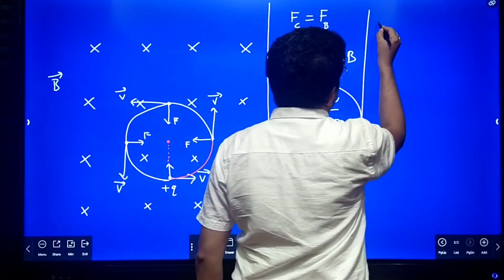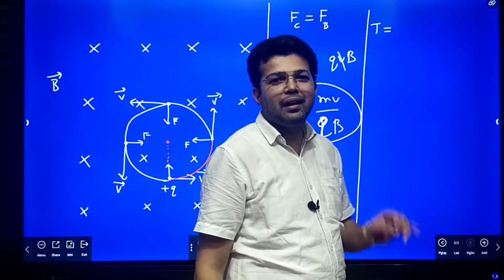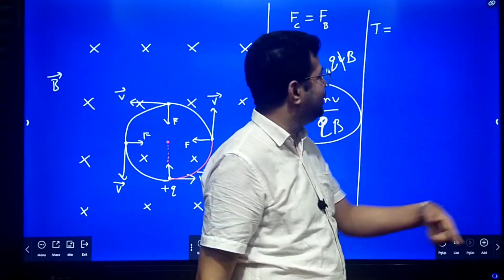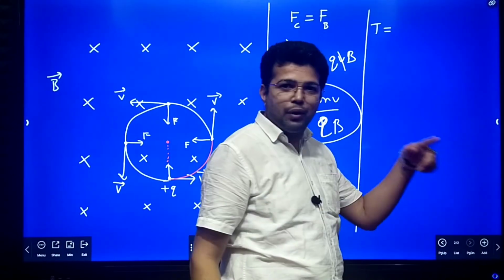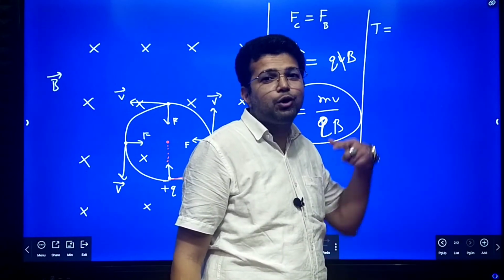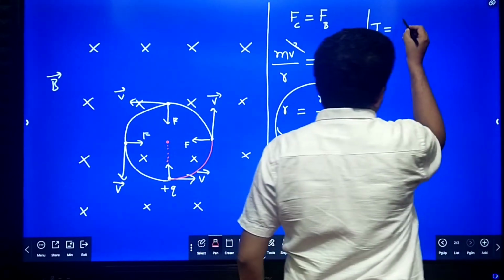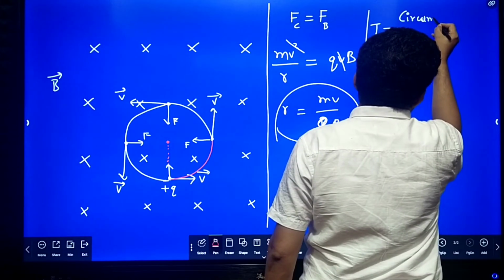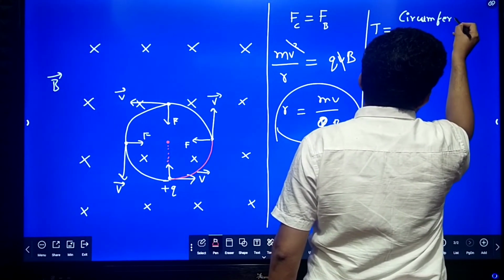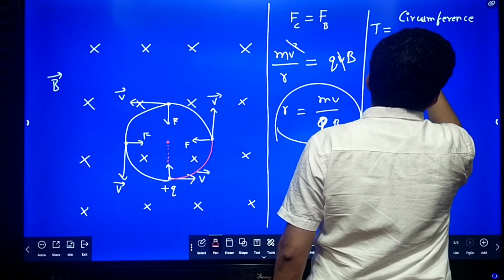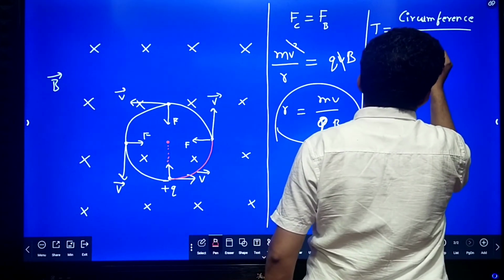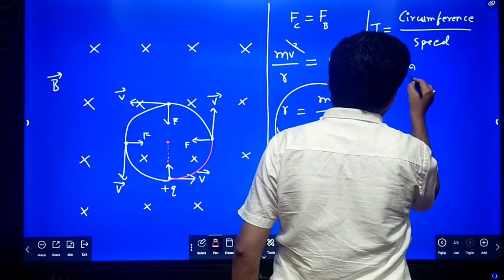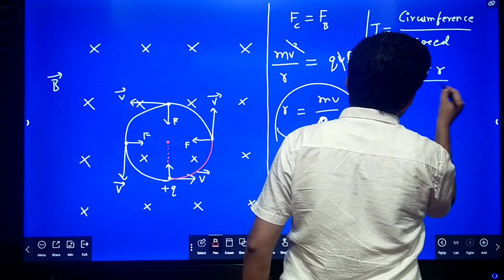Now how to calculate the equation for time period? First we have to understand what is time period. Time period is equal to time required for one revolution. Time required for one rotation. So in one rotation, distance traveled by the charged particle equal to circumference of the circle. Time period equal to circumference divided by speed, because time means distance by speed. So therefore time period equal to, what is circumference? 2 pi r divided by speed.